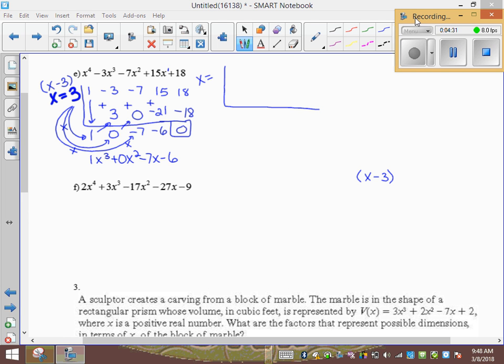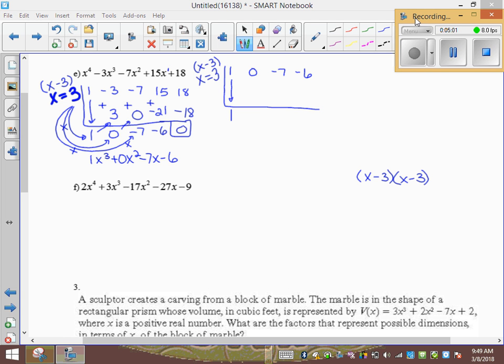Not algebraically. Okay, so what do we get? x equals 3 again. So my factor is x minus 3. I'm going to go down here and put another one. Then I write my coefficients. 1, 0, negative 7, negative 6.